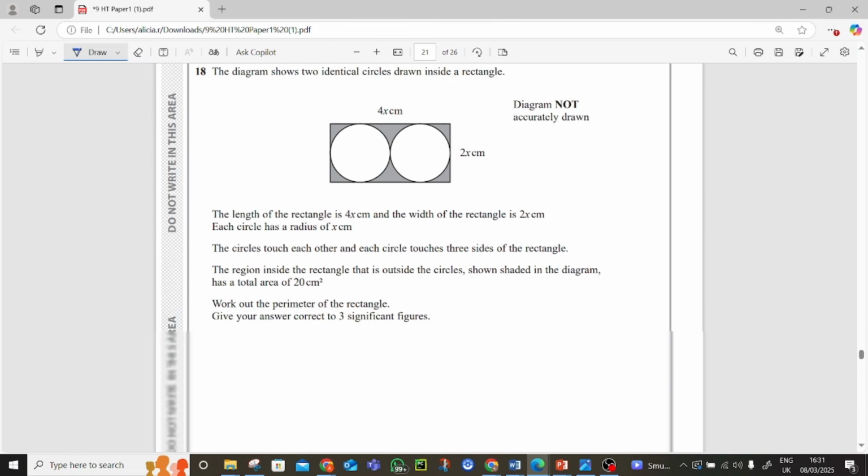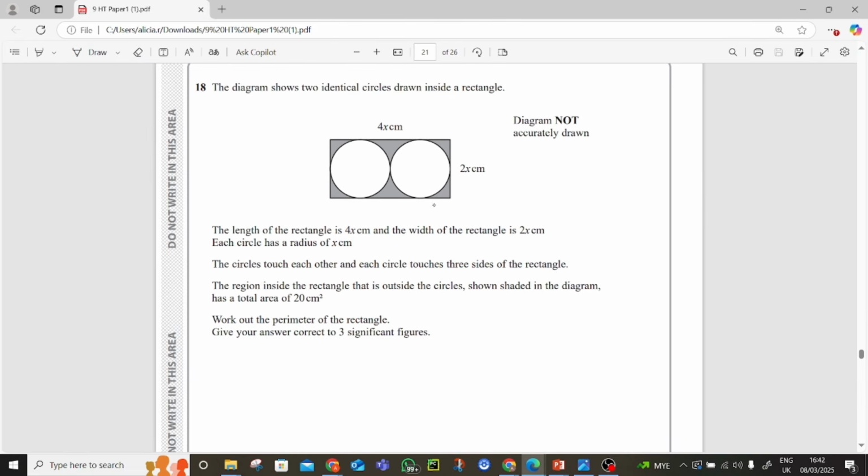Right, let's move on. And so now we come on to question 18, and here we have a rectangle with a given length, a given width. This is in terms of x. We are told that here, the region inside the rectangle, outside the circle, so that's the shaded parts, has a total area of 20 centimeters squared. And then I'm asked to work out the perimeter of the rectangle. So I think I'm going to have to work out what x is most likely. Let's form a formula for the area of the shaded parts.